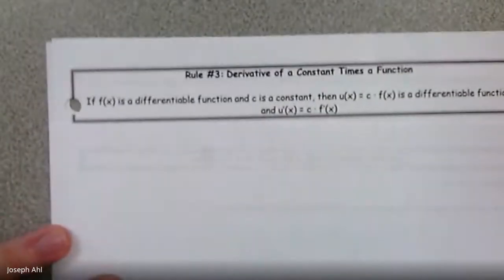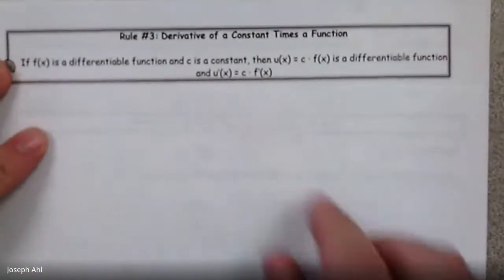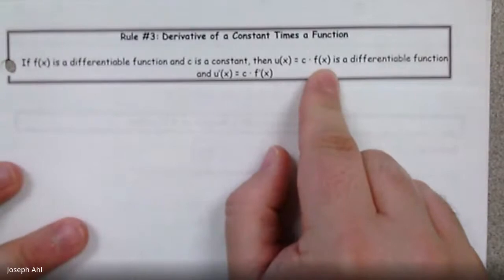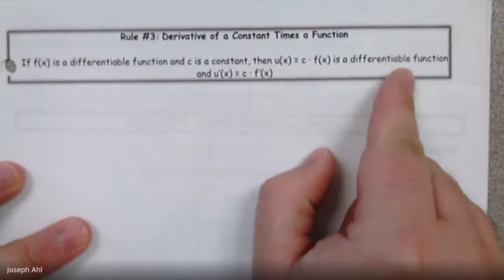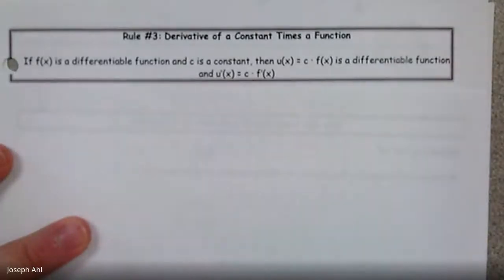So on the next page, we've got rule number 3, the derivative of a constant times a function. If f of x is a differentiable function and c is a constant, such that u of x is equal to the constant times f of x, then if you find the derivative u prime of x, it's the same thing as that constant times the derivative f prime of x.